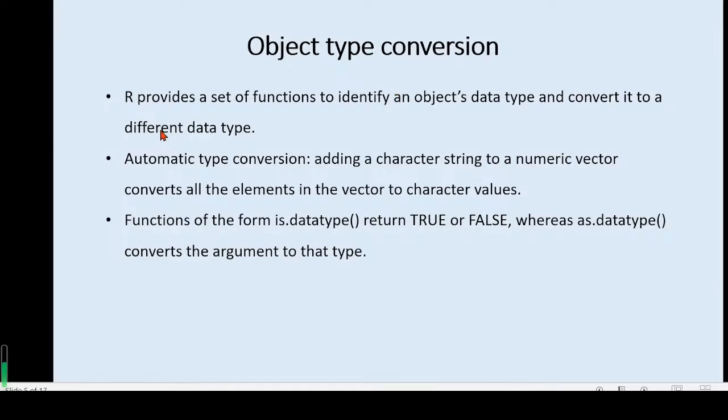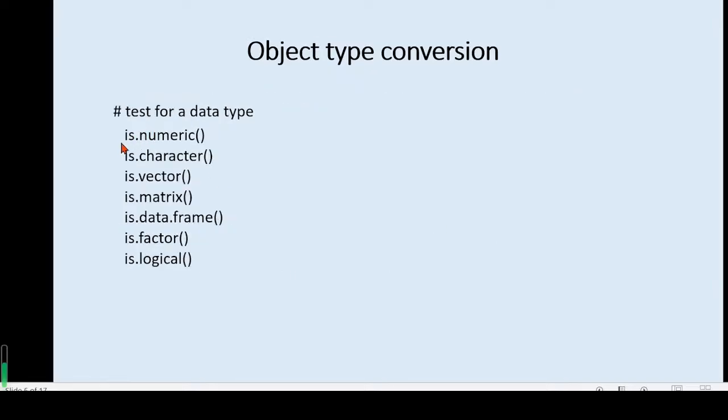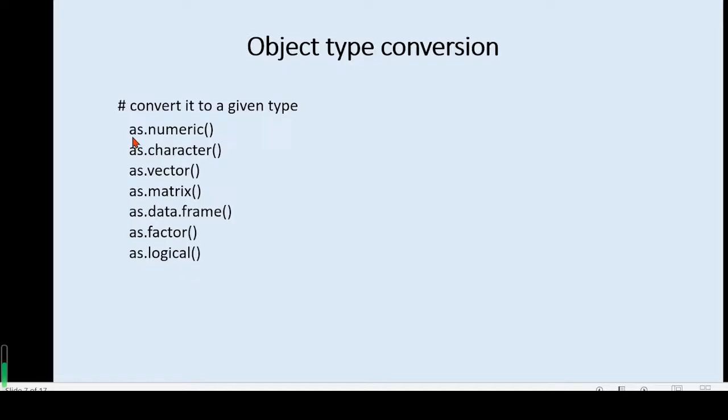Object type conversion. R provides a set of functions to identify an object's data type and convert it to a different data type. Automatic type conversion will, for example, add a character string to a numeric vector and convert all the elements in the vector to character values. The functions of the form is.datatype, where datatype is a specific data type, will return TRUE or FALSE. And if you use as.datatype, it will convert the argument to that type. For example, to test for a data type, use is.numeric, is.character, is.vector, is.matrix, and so on. To convert to a given type, use as.numeric, as.character, as.vector, and so on.